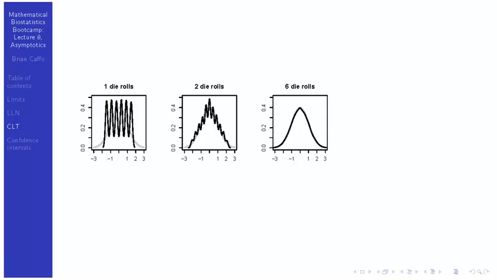And in the background, we have the normal distribution, and on top of it, we have the distribution of the average of 2 die rolls. And I think you'll agree that just by 2 die rolls, it's already looking pretty good, amazingly good.